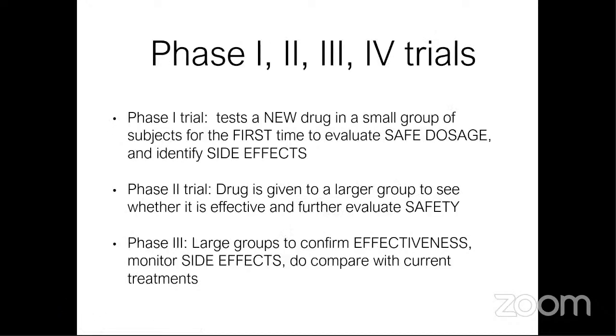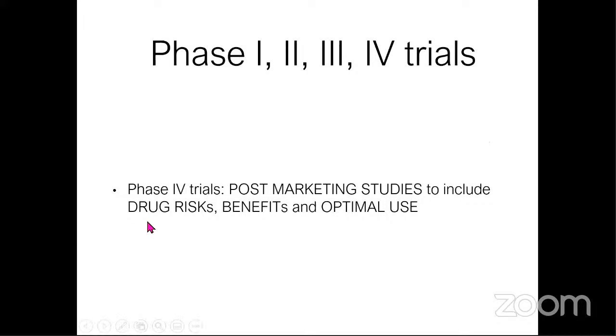Okay. So you have your phase 1, 2, 3, 4 trials. You've heard this as you hear the vaccine being developed. So your phase 1 tests a new drug in a small group of subjects for the first time to evaluate safe dosage and identify side effects. Your phase 2, a larger group, to see whether it is effective and further evaluate safety. Your phase 3, large groups, to confirm effectiveness, monitor side effects, and compare with current treatments. Phase 4 would be post-marketing studies to include drug risks, benefit, and optimal use.